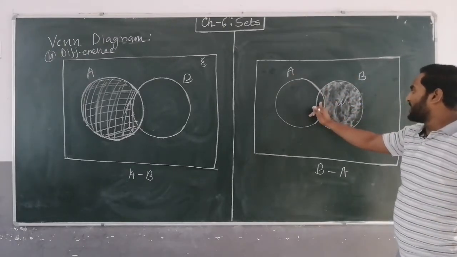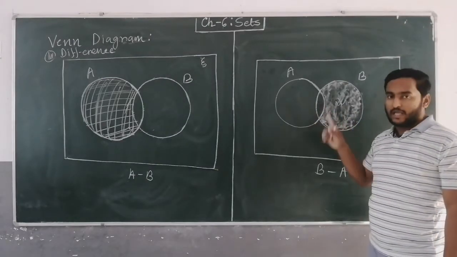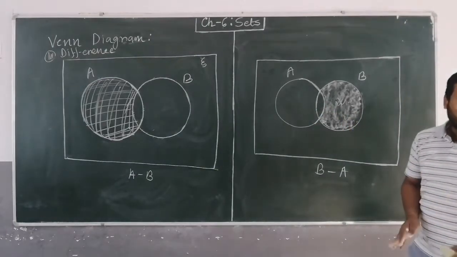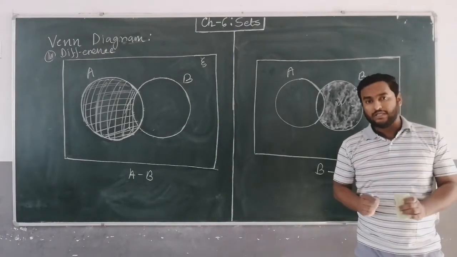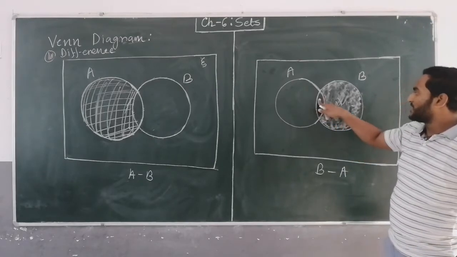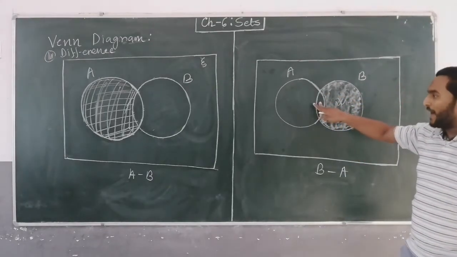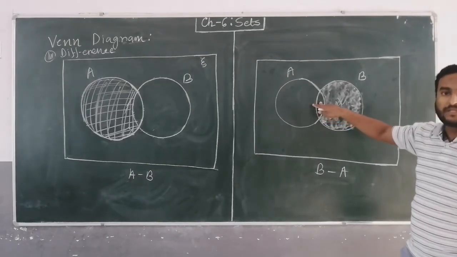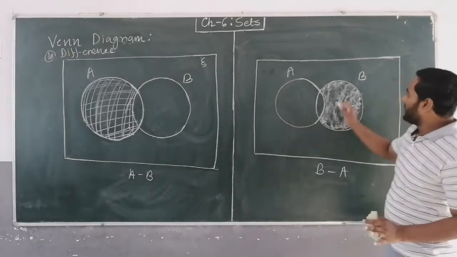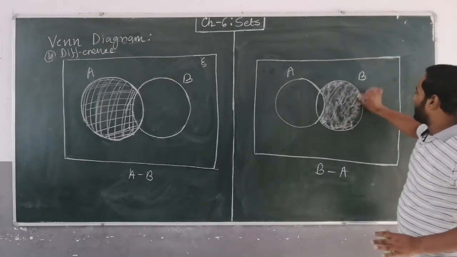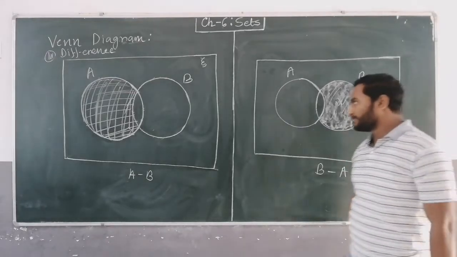So we have excluded the intersection portion from B, because this is the part of A as well as B. But B minus A is the set where the element belongs to B only, not to A. So that's why this part is excluded. From B you have to exclude the part that is common, it means A intersection B. Then you will get B minus A, this part. So this is the representation of B minus A.